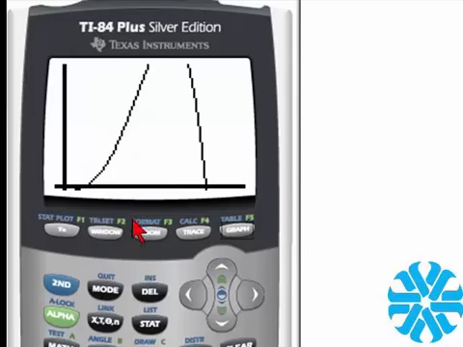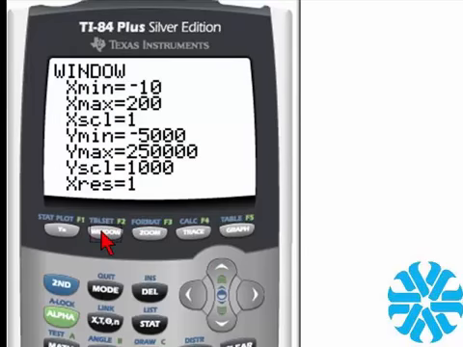So let's do that. And here we can just kind of guesstimate. Let's take it up another 100,000. Let's move it to 350,000. And let's set the scale to 5,000.